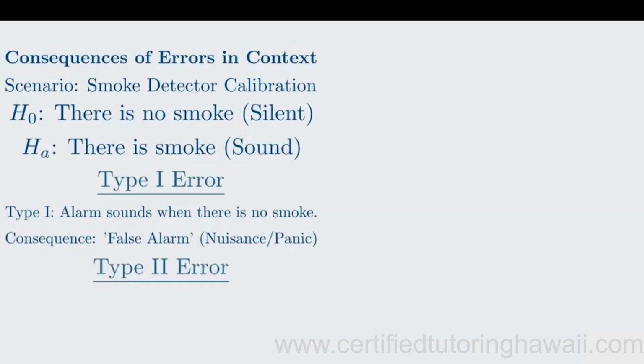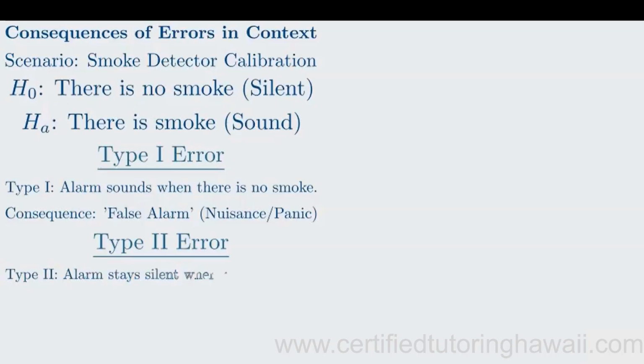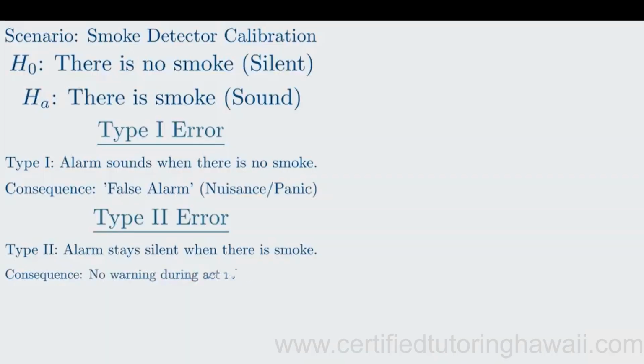Now, let's look at the type 2 error. This is failing to reject a false null. The type 2 error is that the alarm stays silent when there is actually smoke. Think about the consequence here. The detector fails to warn residents of a fire. This is much more serious. It could lead to property damage, injury, or loss of life.